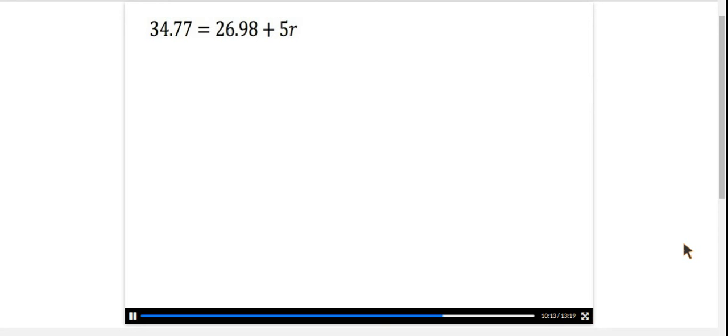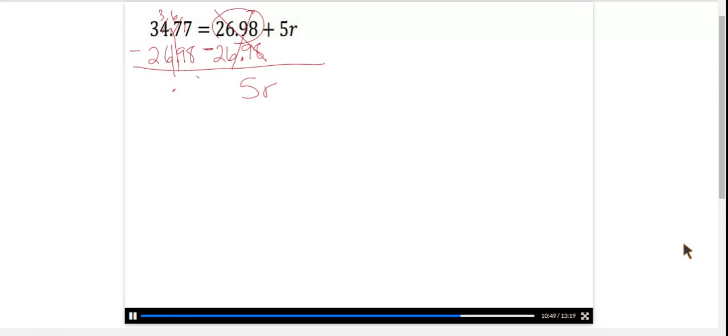All right, well, the first thing I need to do is I need to get all my numbers on one side. So this is a number, so I'm going to need to subtract it. So it's a positive, so I'm going to need to do the opposite, which is subtraction, and write the number underneath. So that all cancels out, and I'm left with 5r on this side, which means I need to subtract 26.98 on this side. And I can do that. I can subtract decimals. I just need to remember to line up my dot, and that's just what I did right here. Okay, I just need to do a little borrowing.